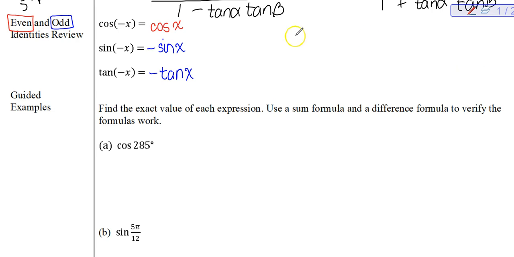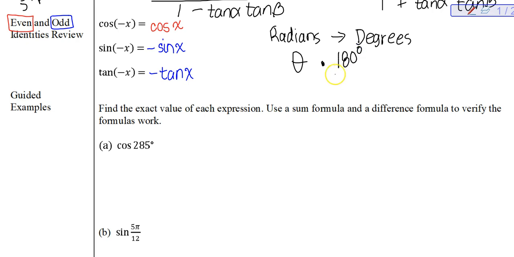One other thing I'd like to remind you about before we begin work, and that's the conversion from radians to degrees. It's been a while since we talked about that, so we need to bring that back up. So remember, when you're converting something from radians to degrees, you're taking the angle theta, whatever it is, and usually radians are in terms of pi. And if I want to convert that to degrees, I multiply that times 180 degrees over pi.